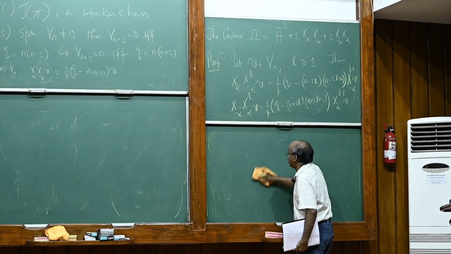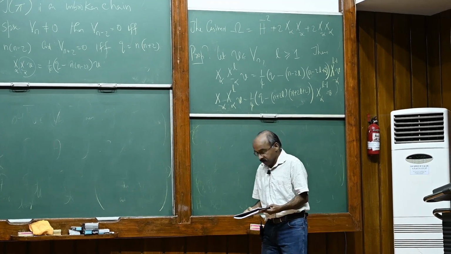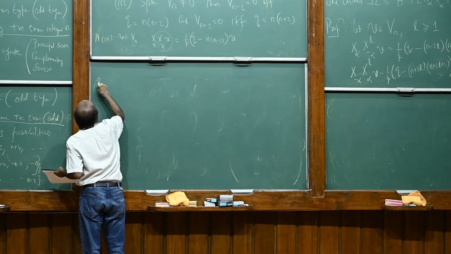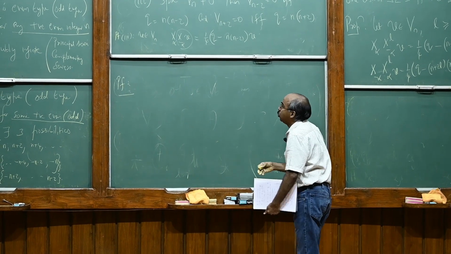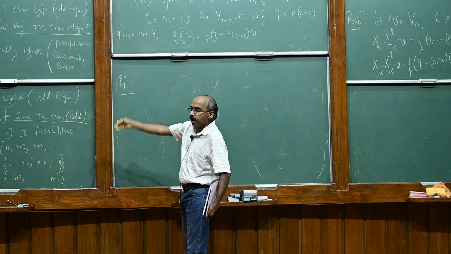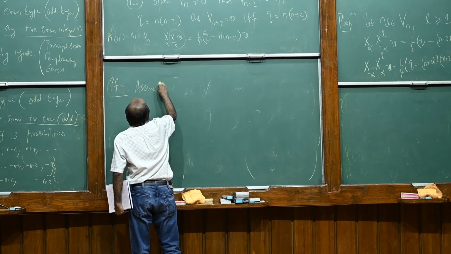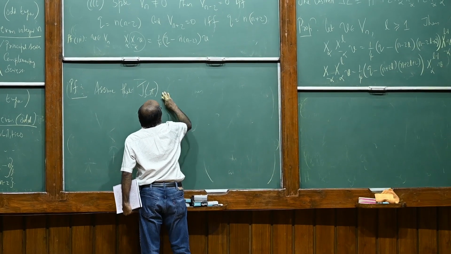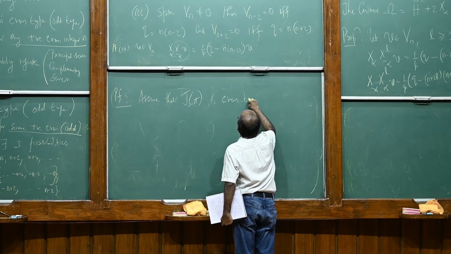Okay, so let's take some more time and finish off this. The proof of this is simple because now we have all the tools we need. So let's assume J pi is even type. The odd type is done the same way. Assume J pi is even type.